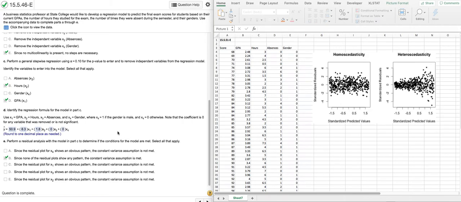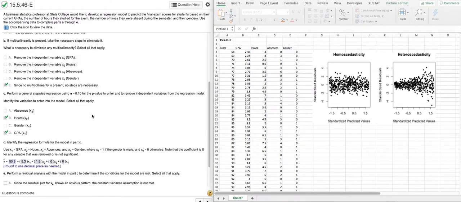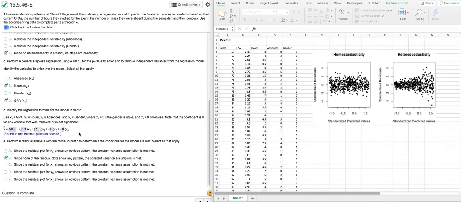For the last part of problem 15.5.46, so part E, we're asked to look at the residuals for this model. Recall that we went through and determined the VIFs, and we did a stepwise regression to come up with the model, and we used only the GPA and hours independent variables. So we used XLStat to get this information, and finally we were asked to check the residuals to see if there's some constant variance with the residual plots.